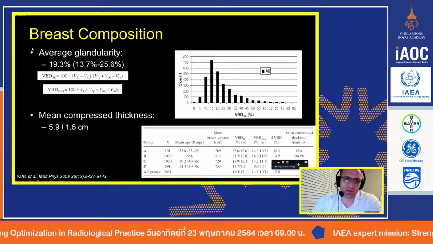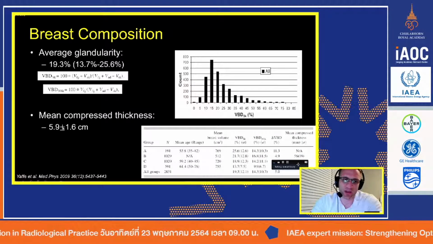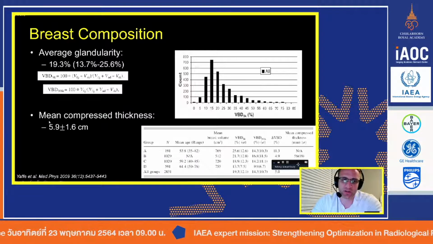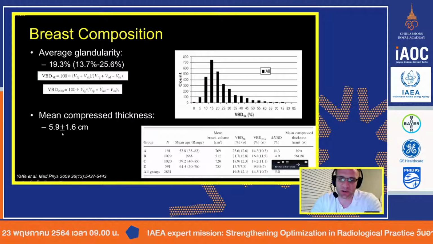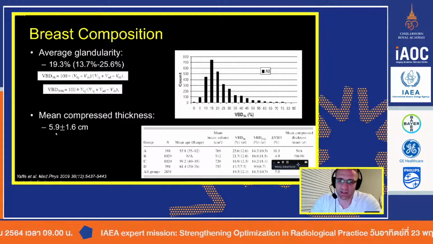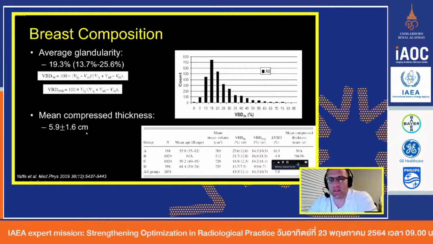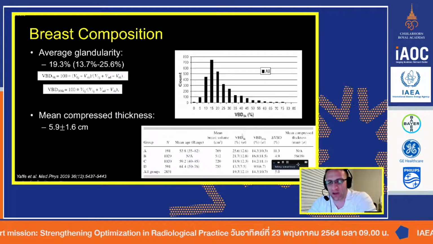In this publication, they actually measured a mean average compression thickness of almost 6 centimeters. So slightly larger, or I guess less compressed, than the last study that we looked at. And so here's the averages.